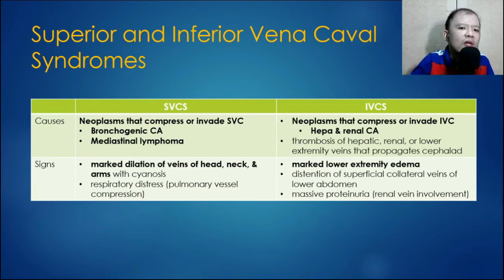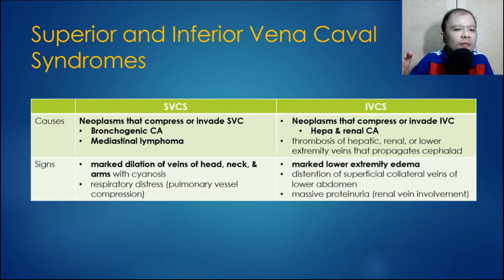Or in inferior vena cava syndrome, when we have neoplasms or tumors that are obstructing the inferior vena cava, such as in hepatocellular or renal carcinoma. So what are the signs? When we have obstruction, the blood and lymphatic flow is impeded.